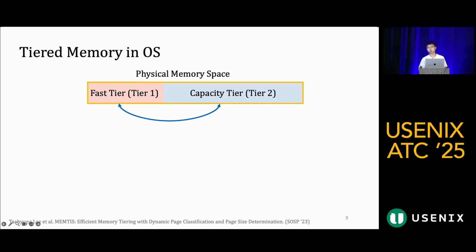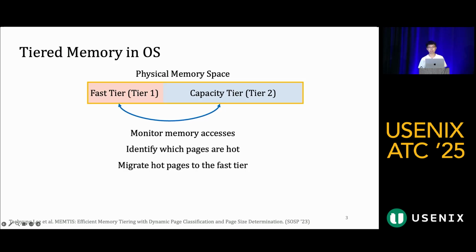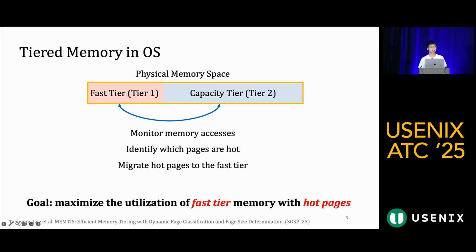To narrow the gap between the two tiers, we need to monitor memory accesses, identify which pages are hot, and eventually migrate hot pages to the faster tier. Our goal is to maximize the utilization of fast tier memory with hot pages.